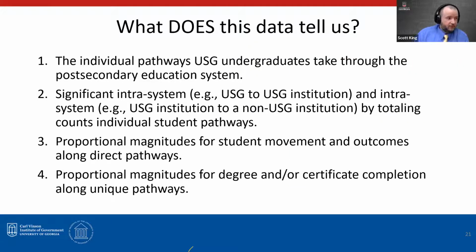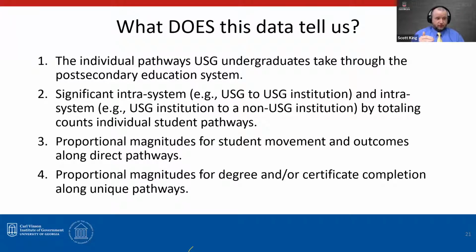So what can we learn from this data? Well, we have all of the individual pathways for students that were in the NSC data set that took clear convergent pathways from one institution to the next in the state of Georgia. Even that first complex example that I gave where a student swirled, those students are in there.